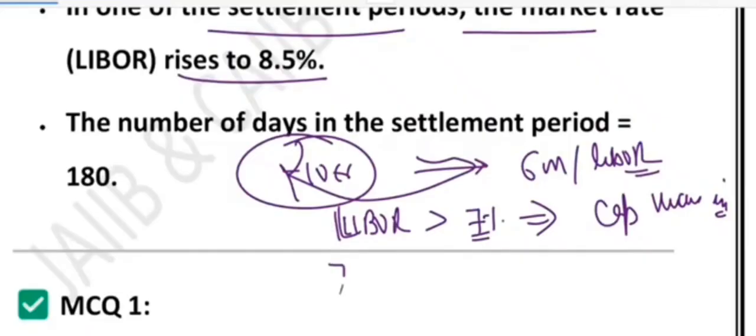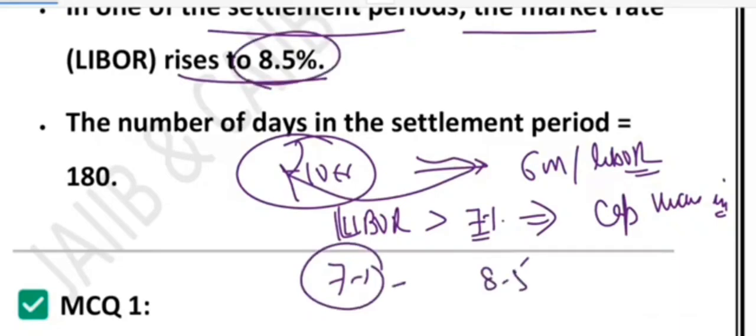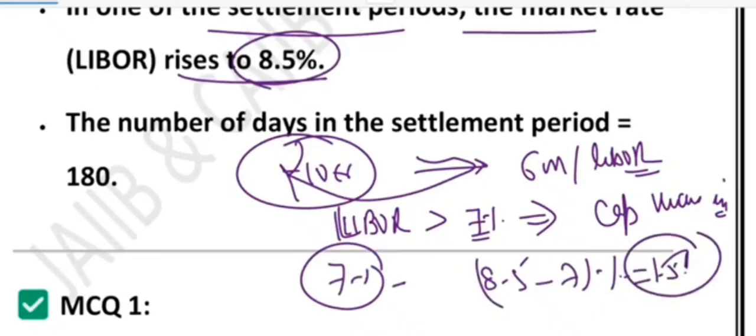So he will only pay up to 7%, and the difference, suppose the rate as you can see is 8.5%. So what is the difference? 8.5 minus 7%, which is how much? 1.5%. So this 1.5% will be paid by the cap seller. That is the point.